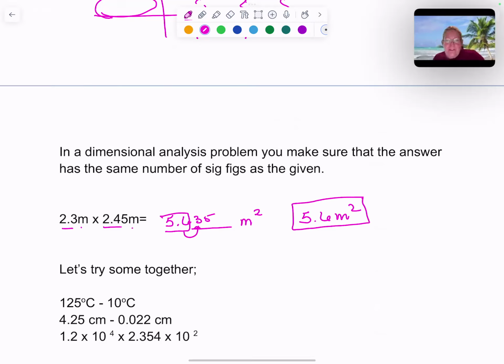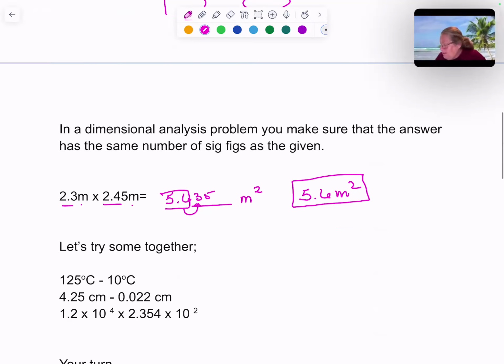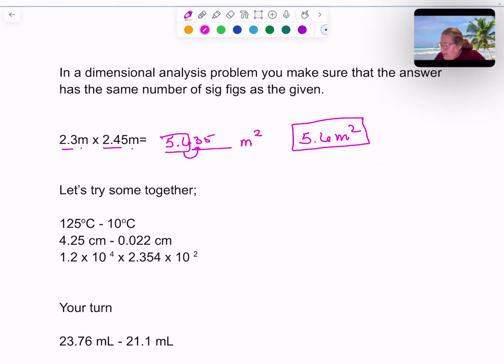I always have my students box their answers because the box kind of stands out. It's like for the teacher, grade me, this is what I want my answer to be. It's not my work. So let's try some of these together. Here we've got a subtraction. Now, the decimal point lies normally here. So you go where the inferred decimal would be. So we've got 125 minus 10. That's going to give me 115 degrees Celsius. We chopped it off, and there were no decimals.